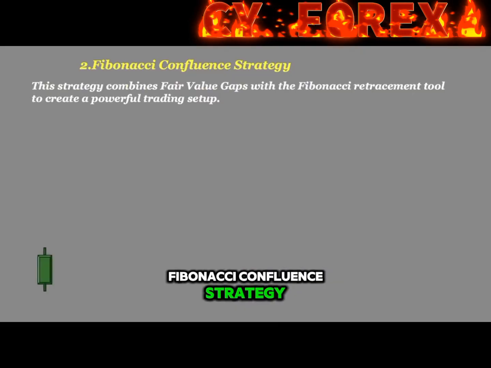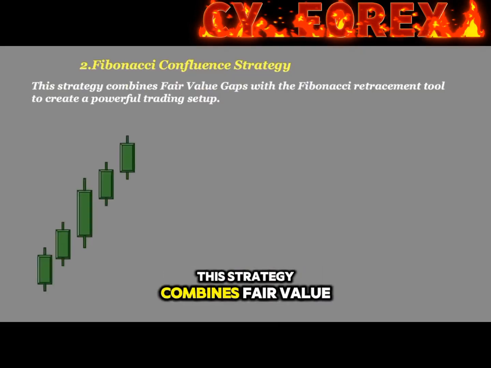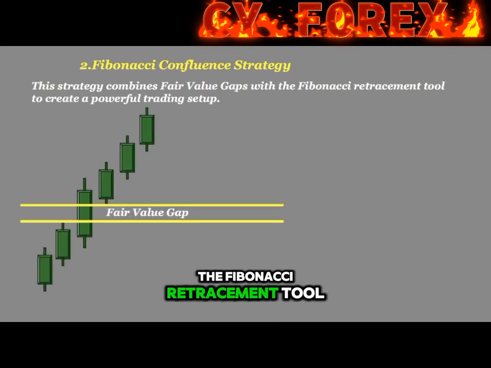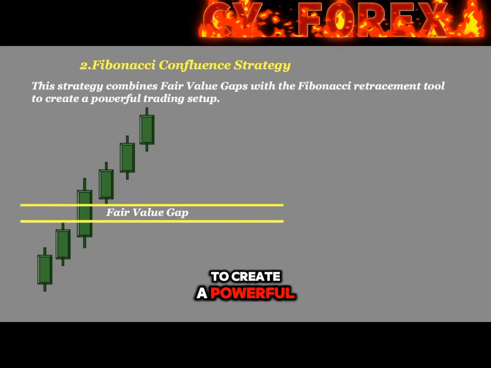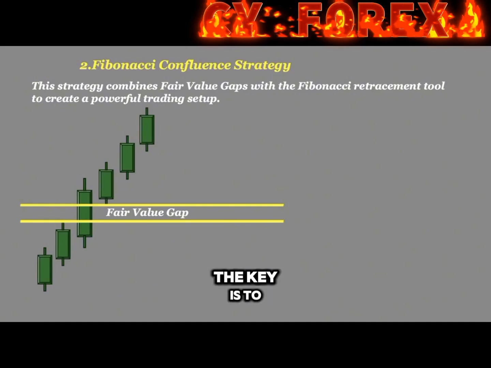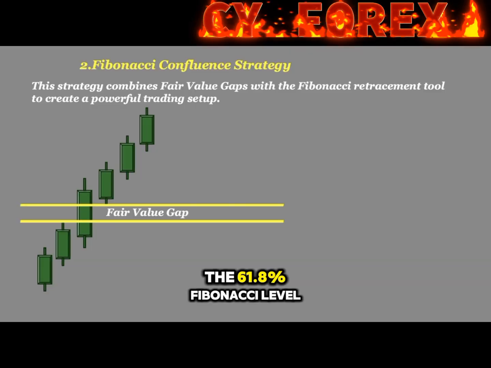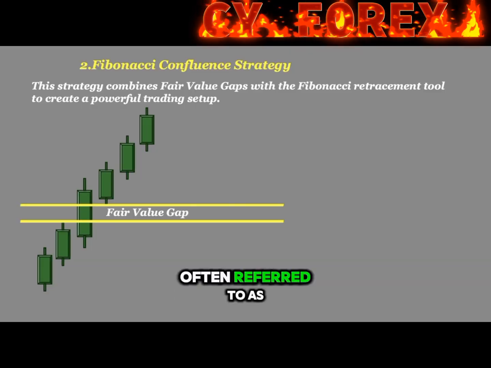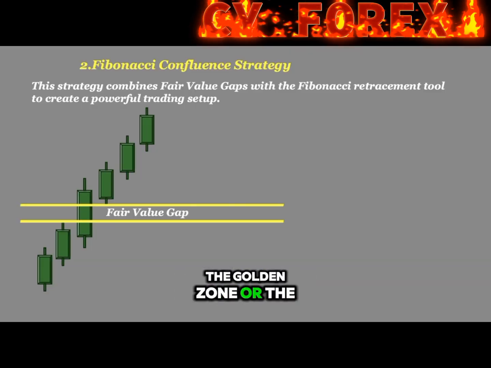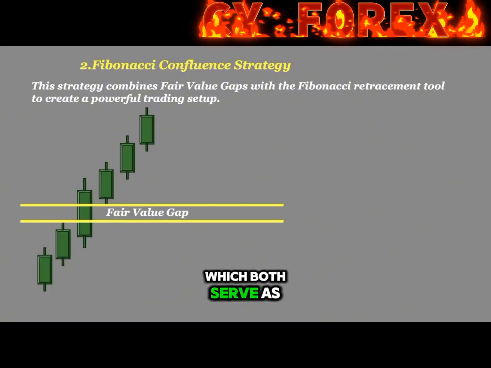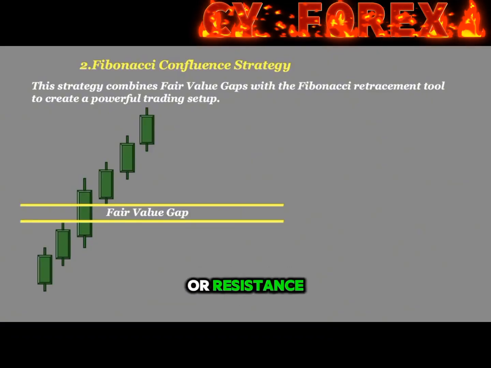Fibonacci confluence strategy. This strategy combines fair value gaps with the Fibonacci retracement tool to create a powerful trading setup. The key is to focus on fair value gaps that align with the 61.8% Fibonacci level, often referred to as the golden zone, or the 50% level, which both serve as strong areas of support or resistance.